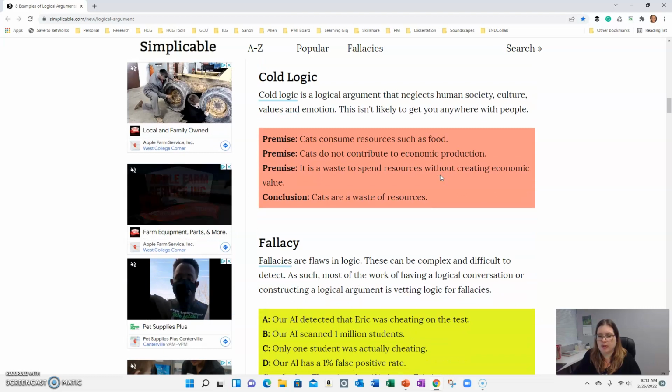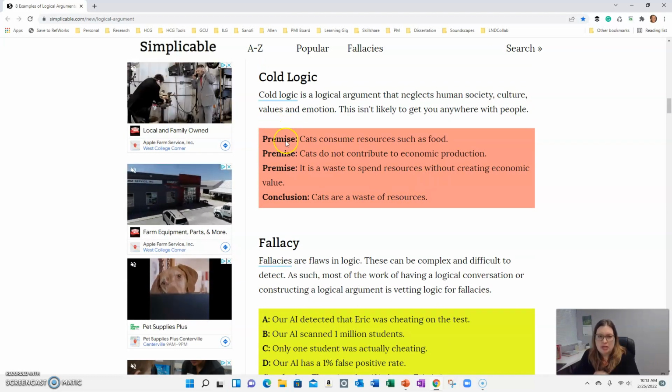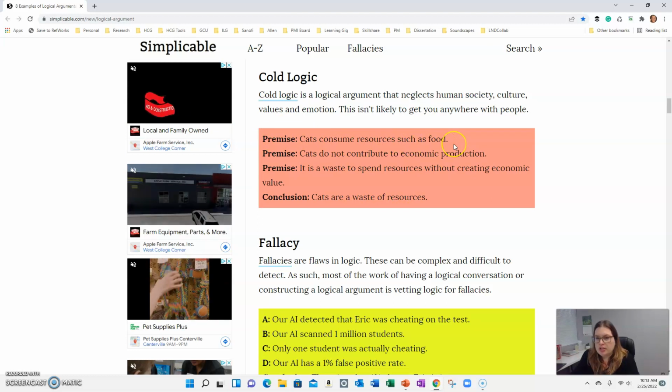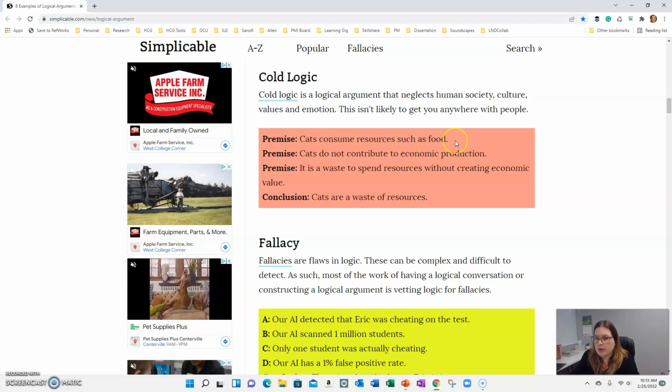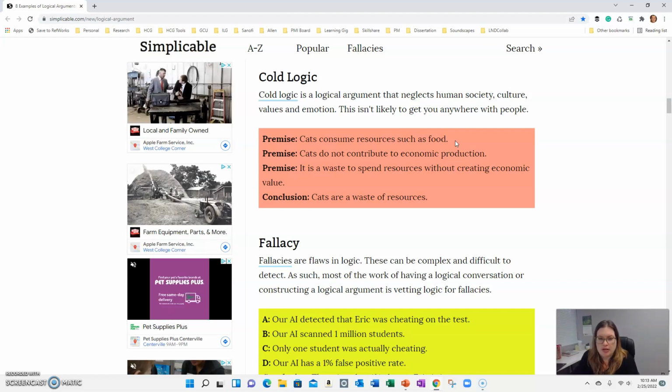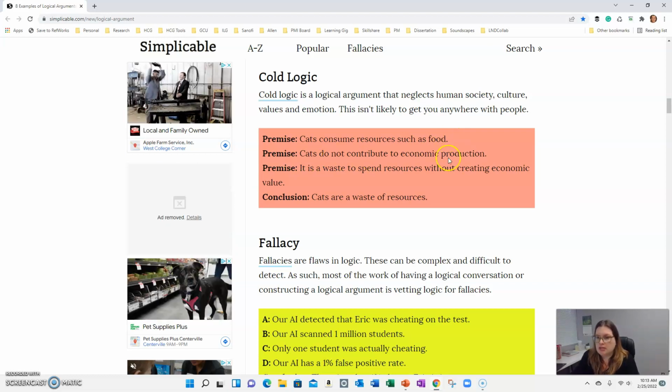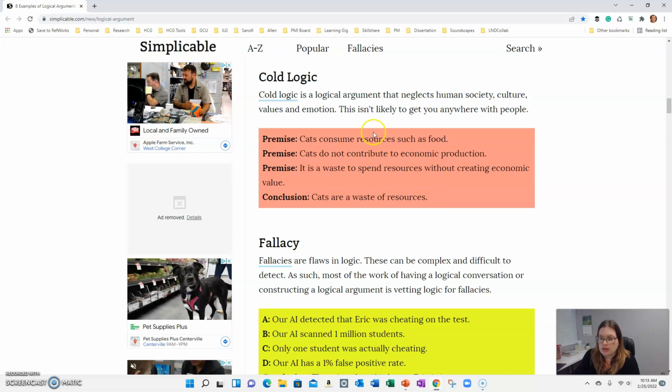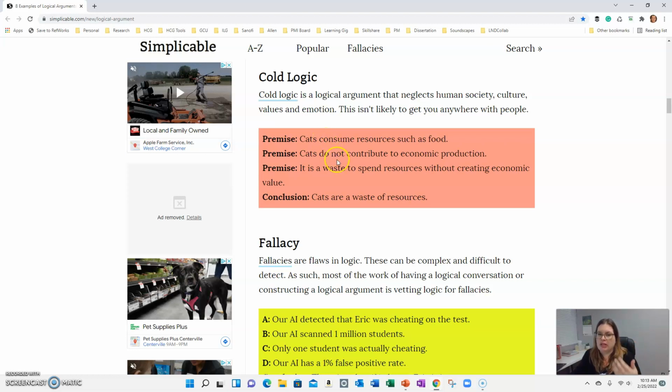I want to show you a little bit longer one. My apologies to cat lovers. Cats consume resources such as food. This is a premise, and there's probably some data, some reference that you would need to support this. Cats do not contribute to economic production. It's a waste to spend resources without creating economic value. Therefore, cats are a waste of resources. Okay, so again, no offense to cats, but you can see how they have several different lines of argument, evidence that they're providing, and they combine thoughts between all three of those premises to come to a conclusion.